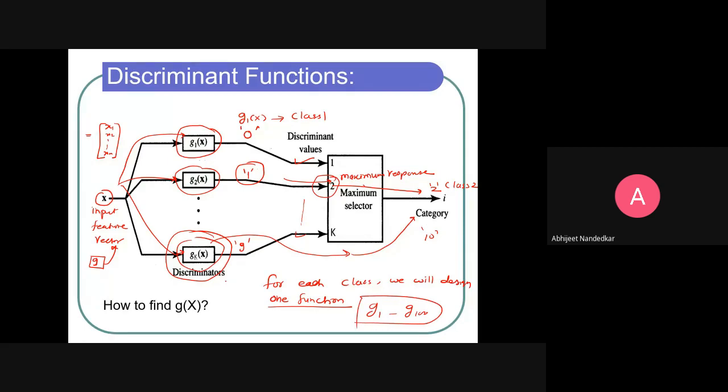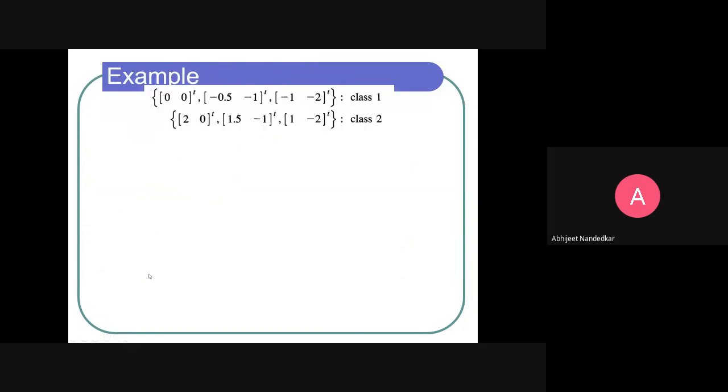What is the job of that function? Whenever the input is from that category, it will produce the largest response. Now how can we do this? So let us try to do it for a 2-class problem, which is a typical two-class problem and easy to understand. Now you are being supplied 6 samples. 3 belong to class 1 and 3 belong to class 2.